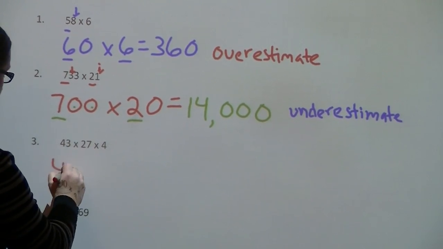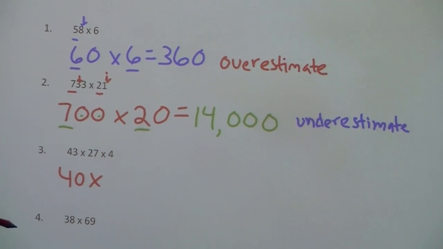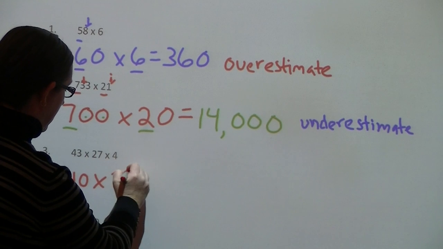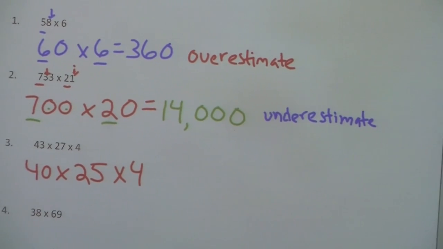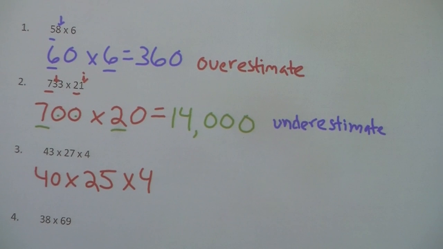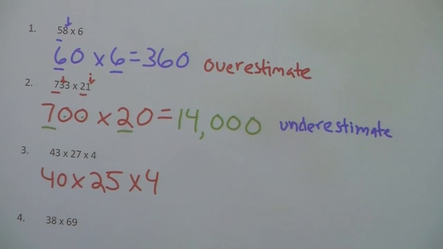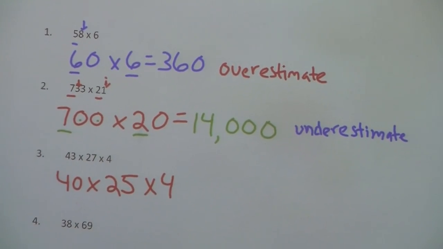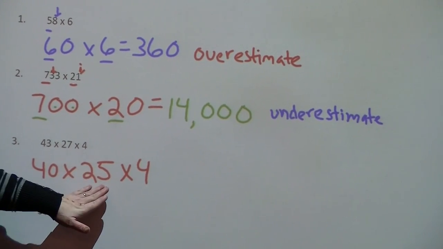Good, 40. 27, what number do we like to use close to 27? 25, good. And then 4 is left alone, single digits we don't need to change. So again now, using our properties of multiplication, where can we start with multiplying? Do I want to start with 40 times 25 in my head? I don't think so. What are you seeing right away? What is easier to do?